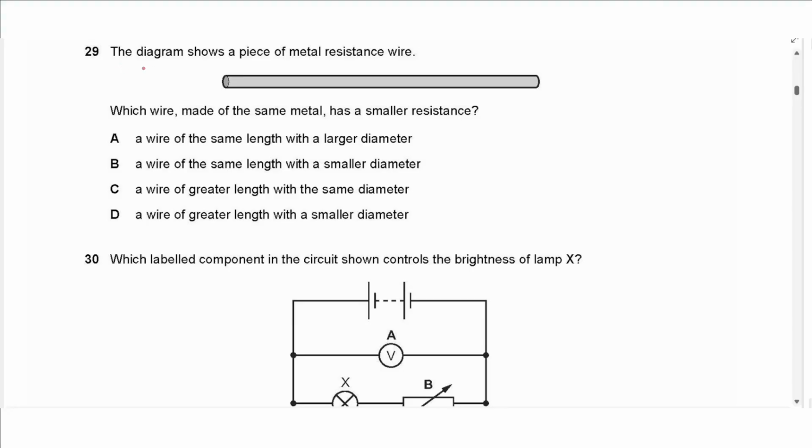Question 29 says the diagram shows a piece of metal resistance wire. Which wire made of the same metal has a smaller resistance? A wire of the same length with a larger diameter? Yes. A wire of the same length with a smaller diameter? No. Smaller diameter increases resistance. A wire of greater length with the same diameter? Greater length increases resistance. So the answer is A.